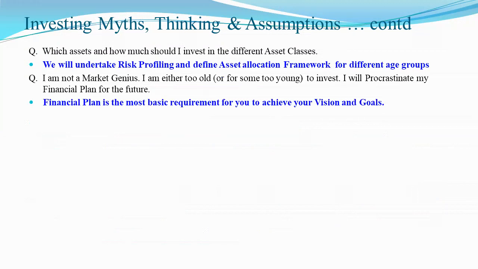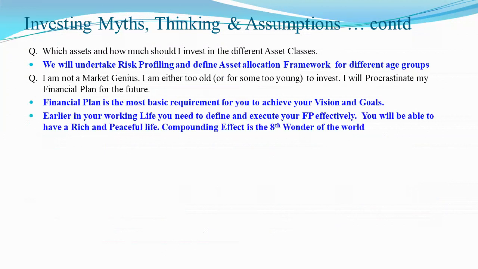A financial plan is what you should have. You should have a proper vision and goals for yourself and your family. Don't keep on procrastinating. The compounding effect is one of the most important things. If you want to have a peaceful life, you should have this on your side. 20 or 30 years of proper investing will help with this. You need to have it.